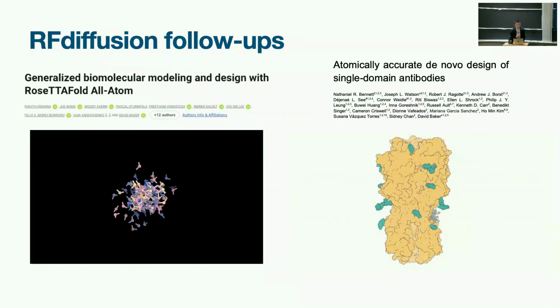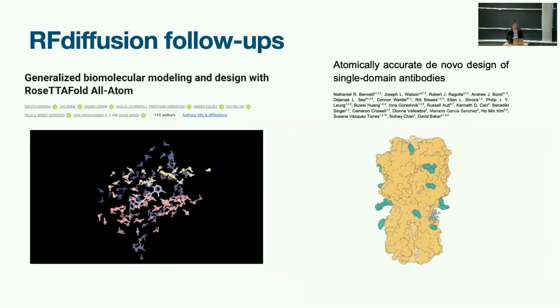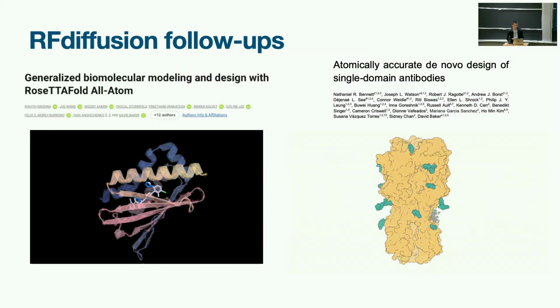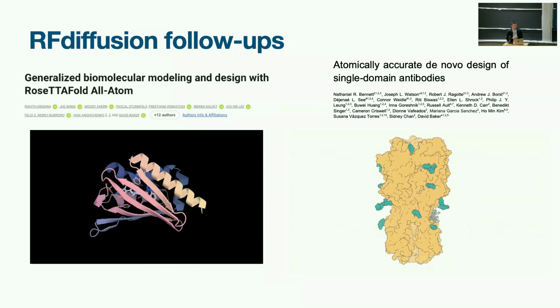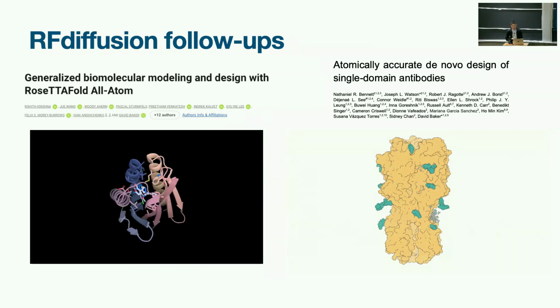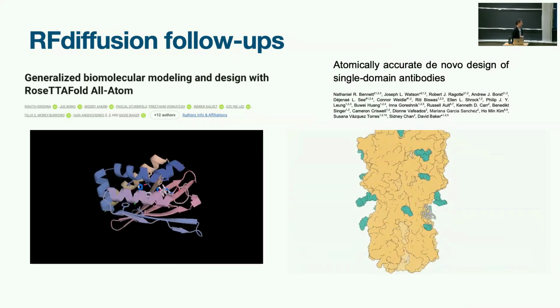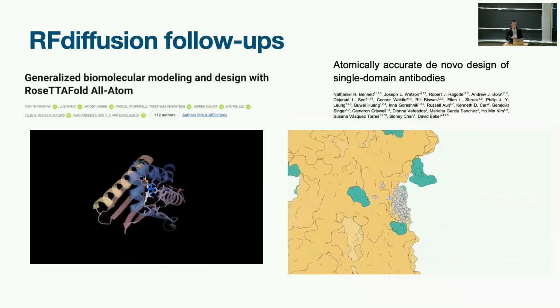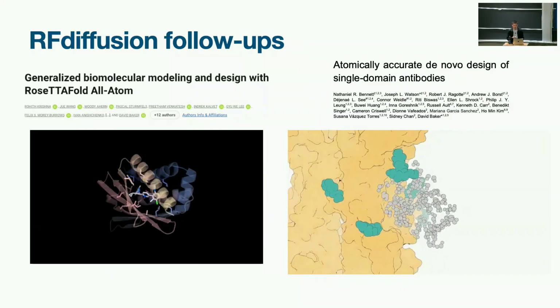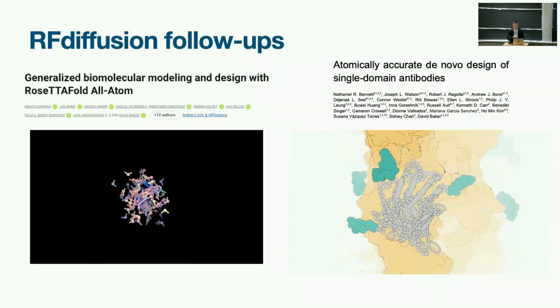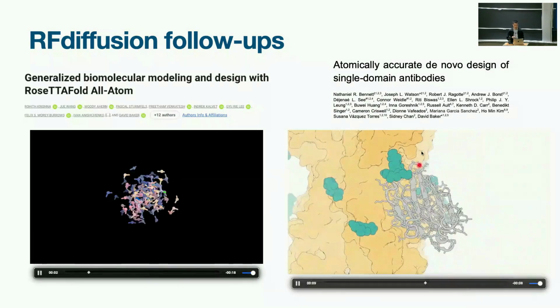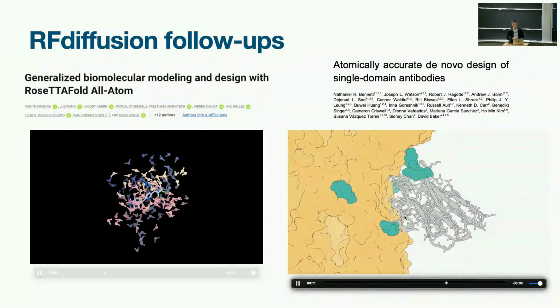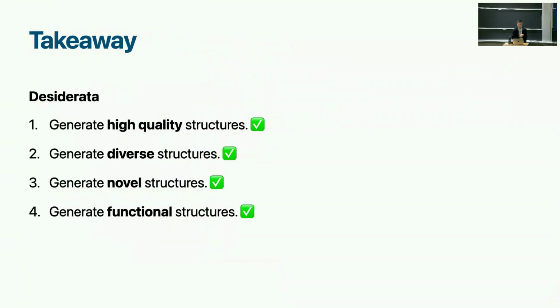So, RFdiffusion follow-ups. One thing is that we're moving beyond proteins to also incorporate small molecules and other types of non-protein things. Another thing is antibodies. This is a very important class that a lot of drug companies are very interested in. And so there's been work to specialize RFdiffusion to specifically make antibodies for therapeutic applications. So this is kind of a takeaway so far, that we've now accomplished all 4 of these with these past 2 works.